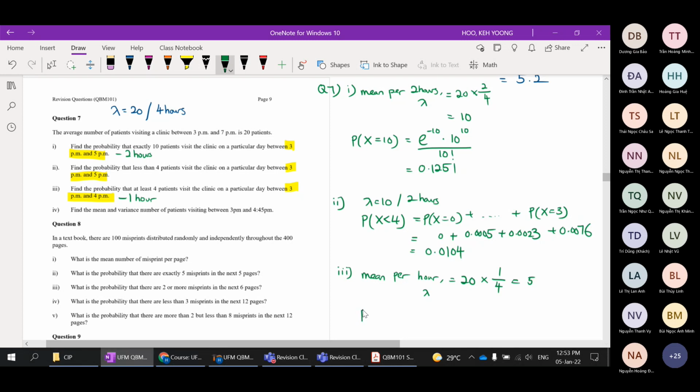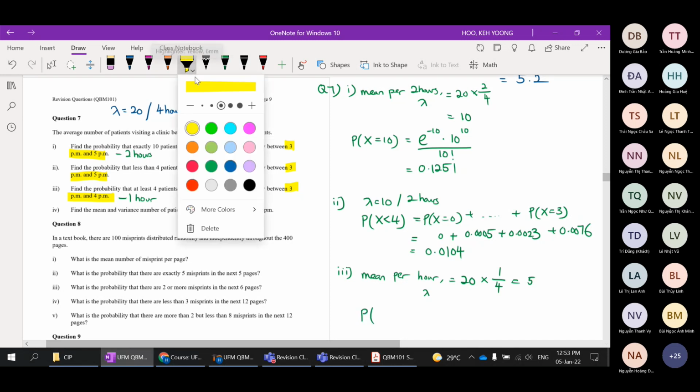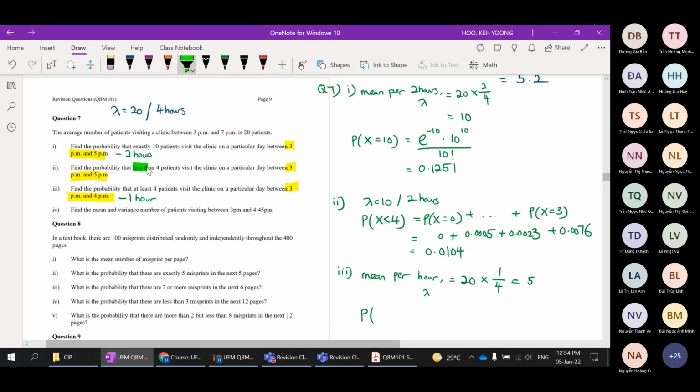So for question 3, you use lambda equals to 5 here. So you know 5 at least. Just now was less than, now is at least. So the inequality sign you use should be more than or equals to 4. Again, just now I mentioned that x can be any values up to infinity. So what you do is take 1 minus the probability less than 4.